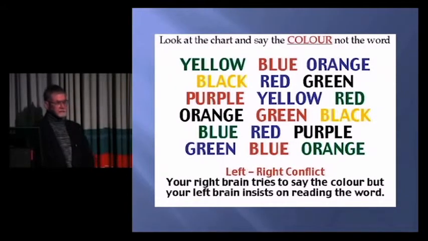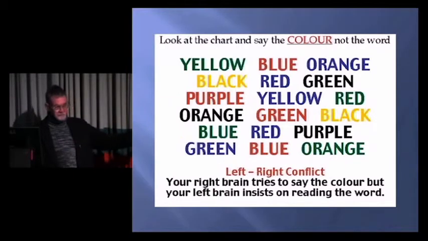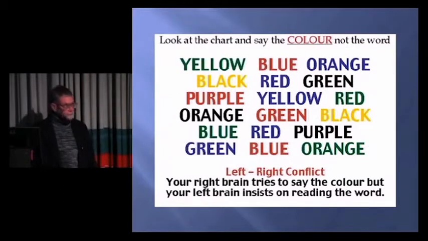Now, am I a left brain or right brain? This is not real sophisticated, but it'll help you determine it. Look at the chart. Try to say the color, not the word, and see which is easier for you to do. If it's easier for me to say the word, and for most of us I think it probably is, then you're one type of learning style.